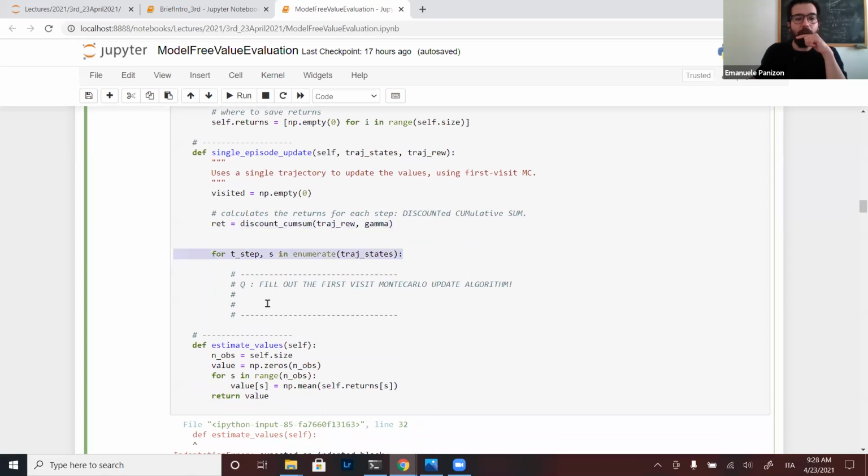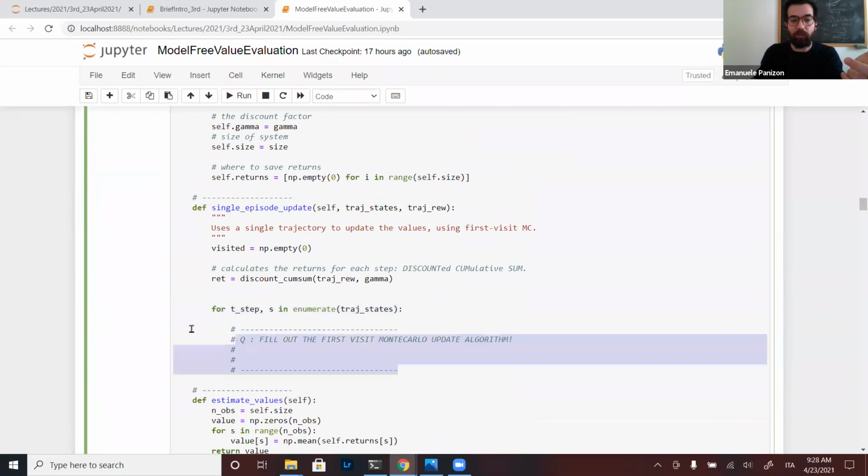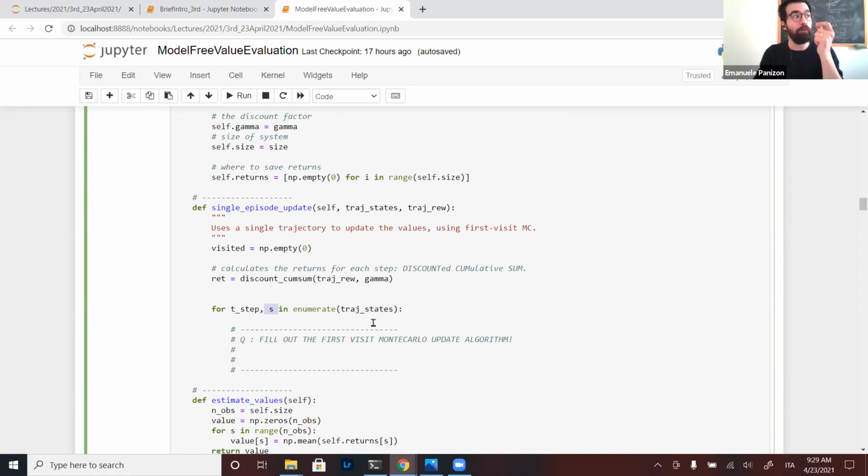And then we just have to do the last part of the algorithm, which is for all the time steps. So this is the time step. S will be the visited state. And then we just want to do what? We just want to append to the list of the returns of that state that return if we have not visited that state. Okay.